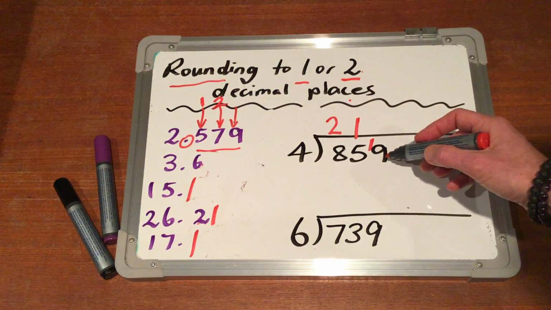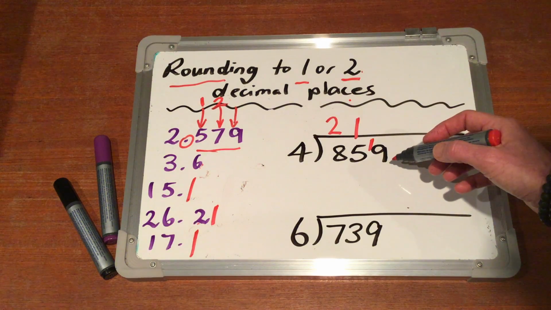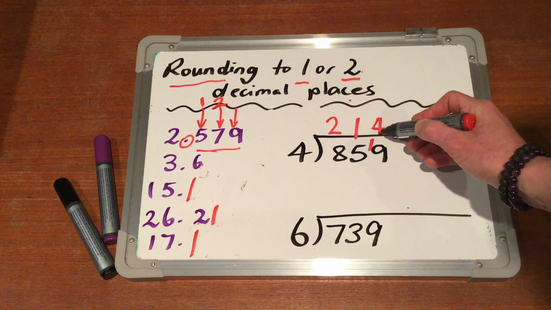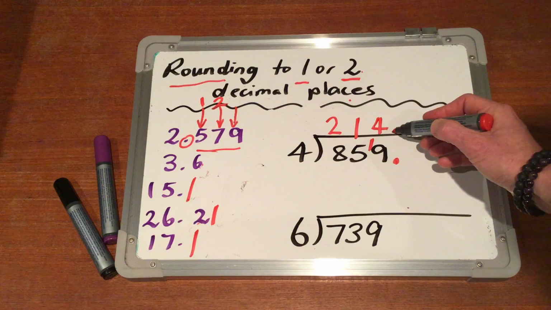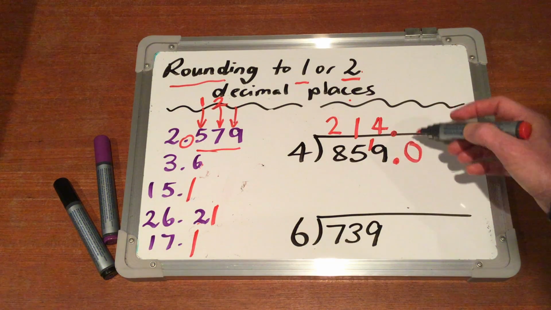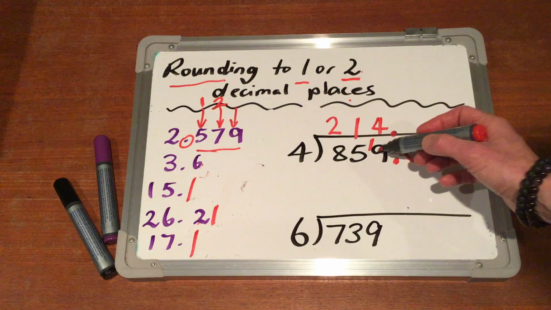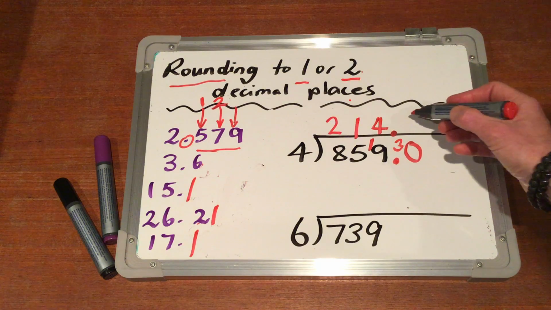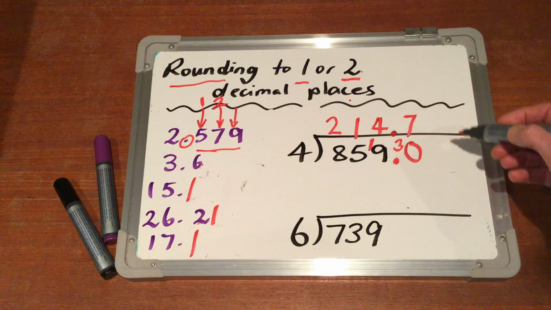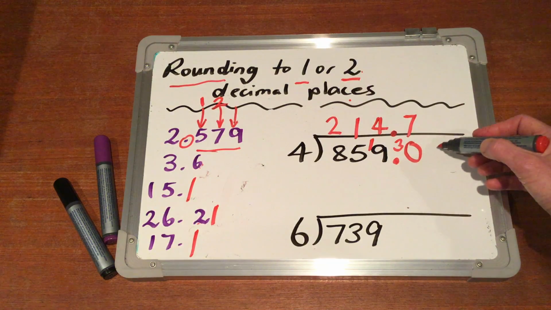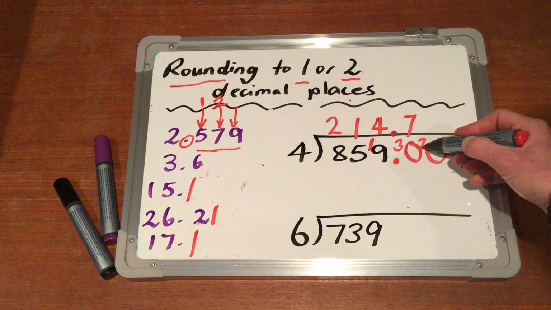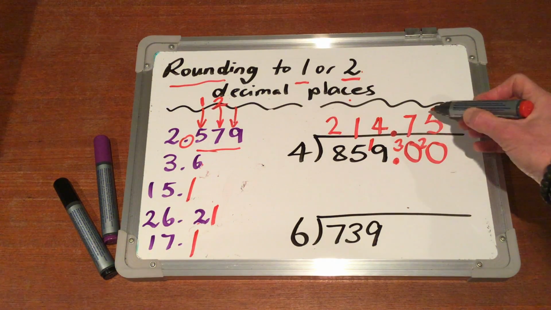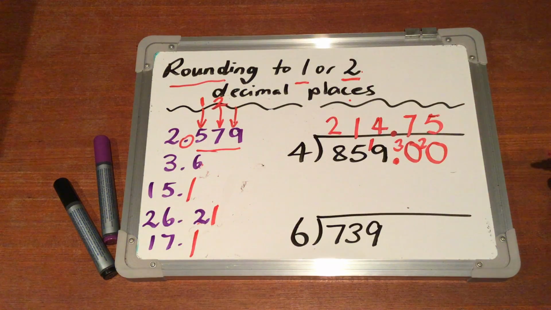4 into 19. Well, I know 4 4's are 16 and 4 5's are 20. So it has to be the 4 4's. 4 4's are 16. And because I've got some leftovers, I need to create a decimal place. And I've got 3 I'm carrying from 16 to 19. 4 into 30. 4 7's are 28. Which gives me 2. 4 into 20 is 5. 5 4's are 20. I have no more remainders.